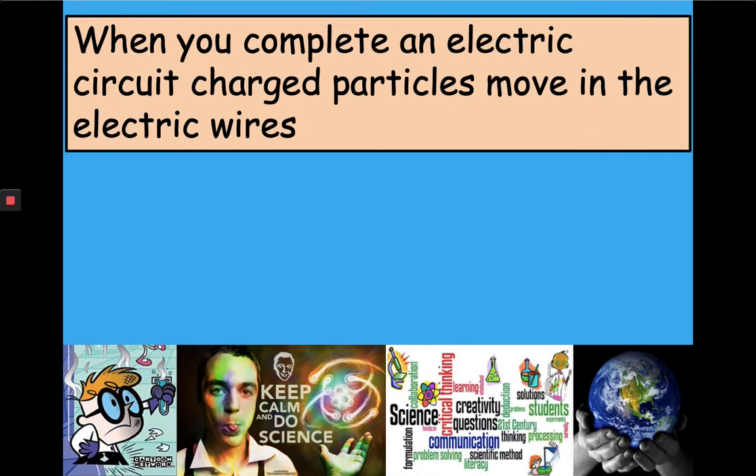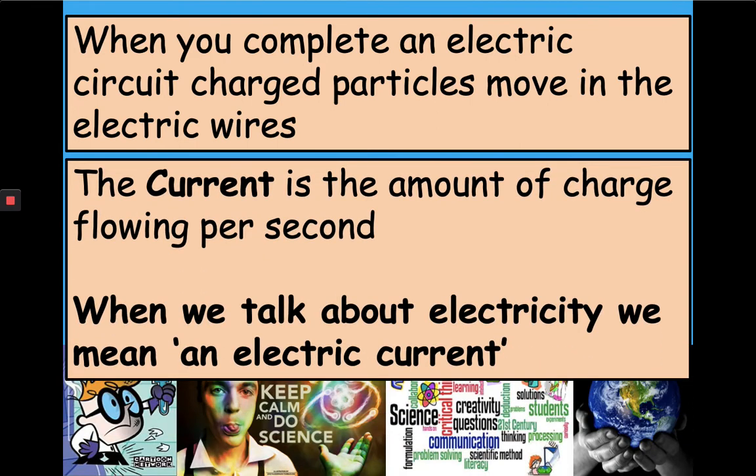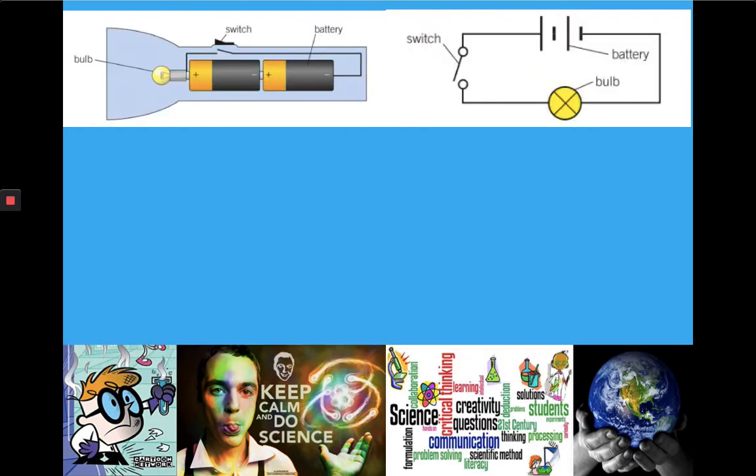Let's just go over a little bit of theory then. So when you complete an electric circuit, charged particles move in the electric wires. Okay, we know this. The current is the amount of charge flowing per second. So the amount of current we've got is the amount of charge flowing per second. When we talk about electricity, we mean an electric current.